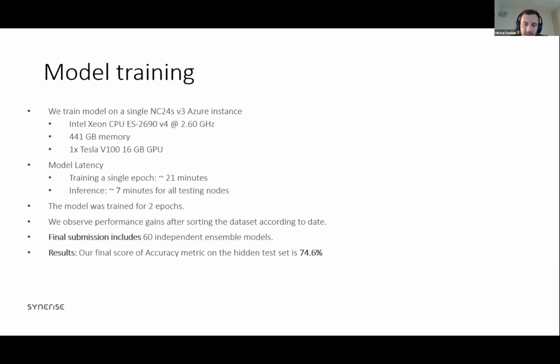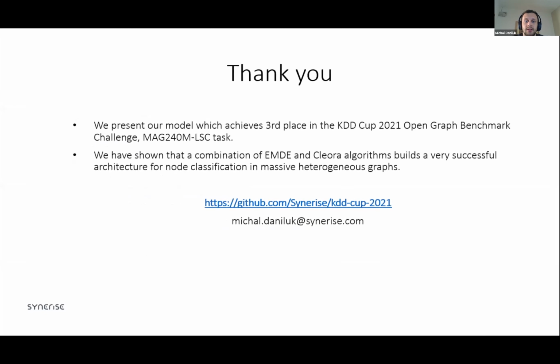And to achieve maximal performance, we train 60 independent ensemble models. And our final score of the accuracy metric on the hidden set is 74.6%. And that's it from my side. Thank you very much.